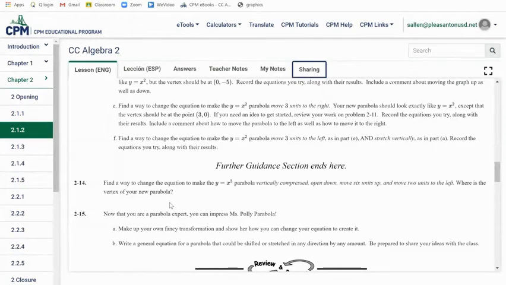For number 14, it's going to kind of combine everything that you just learned. So you're going to find a way to change the equation to make y equals x squared vertically compressed, open downward, move 6 units up, and move 2 units to the left. And then it asks about the vertex. And that is where you will conclude your classwork. But I am going to do a little bit of just kind of summarizing this. So what I'd like you to do is pause the video now and go ahead and complete 11, 13, and 14. And once you do, go ahead and click play.